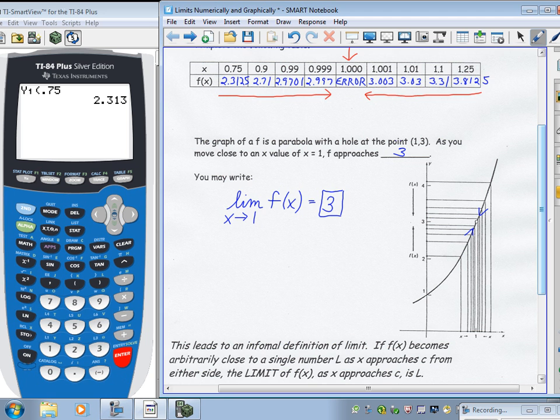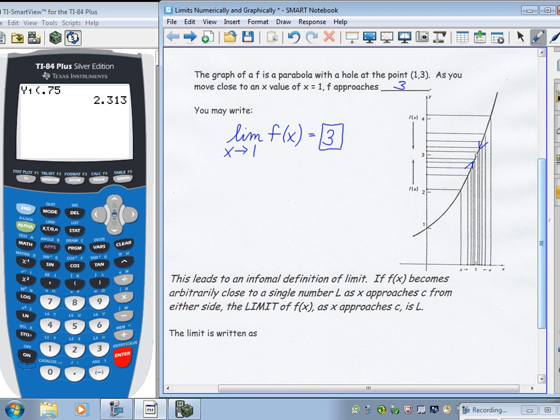Okay, so far? So let me label this graph a little bit. This will be L, capital L standing for limit. And this 1 down here will forever now be known as little c. And the x value that you're approaching is little c. So down below that it says this leads to an informal definition of limit. If f of x becomes arbitrarily close to a single number L, closer and closer to 3, as you approach your c value, which is 1, that y value, in our case 3, is called the limit.